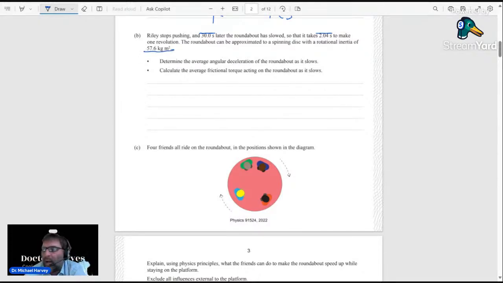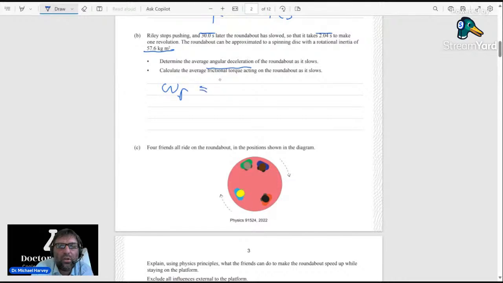The question asks 2 things. Determine the average angular deceleration of the roundabout as it slows, and then calculate the average frictional torque acting on the roundabout as it slows. So in terms of average angular acceleration, let's just work through that. We know that the final angular velocity is going to be taking into account 2.04 seconds.